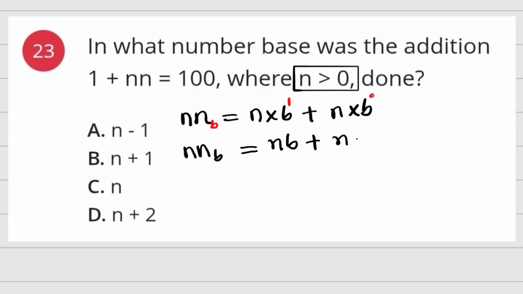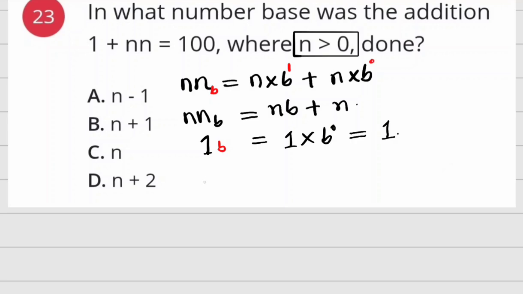Then the second step is to consider 1, which is of any base. Even if we express it as 1 in base b, it always ends up as 1 times b to the power 0, which is still 1. So for our left hand side, which is 1 plus nn, don't forget our nn is now becoming this, so it can be 1 plus nb plus another n.